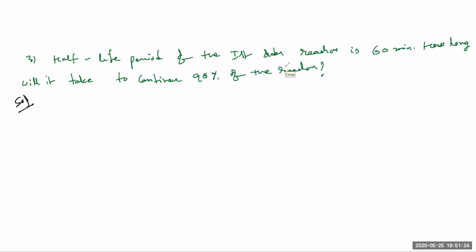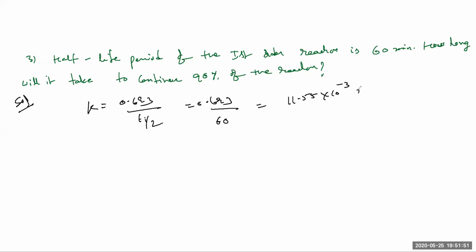First, what is K? Half-life period, K is equal to 0.693 by T half. So that is 0.693 by 60. So we'll first get 11.55 into 10 power minus 3 minute inverse.